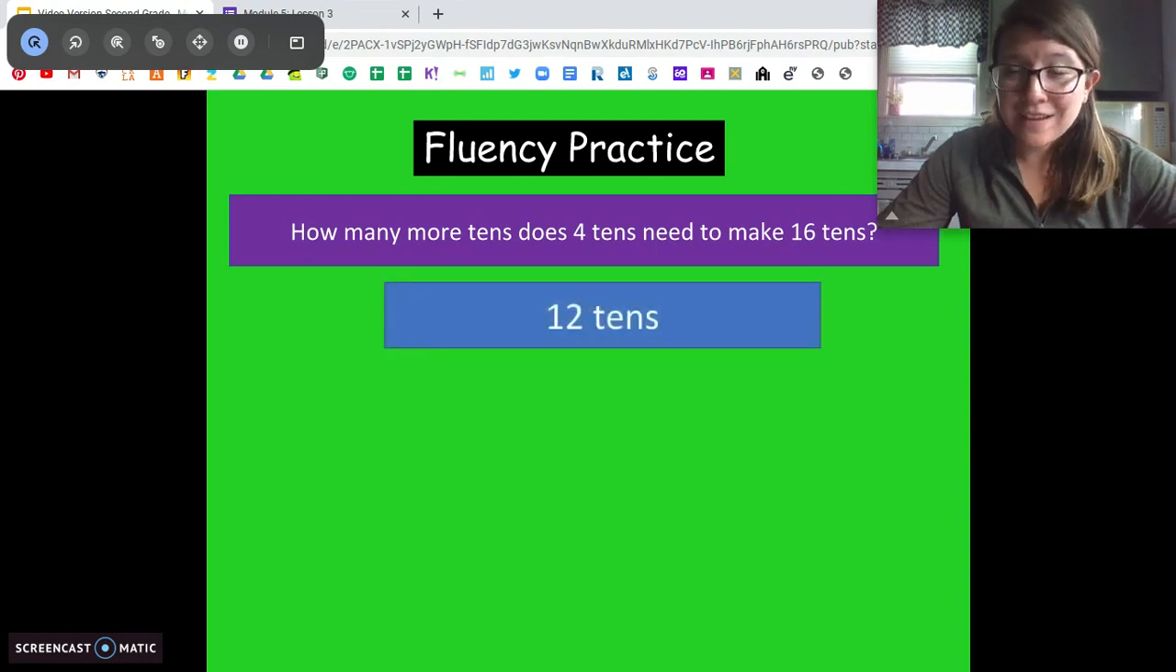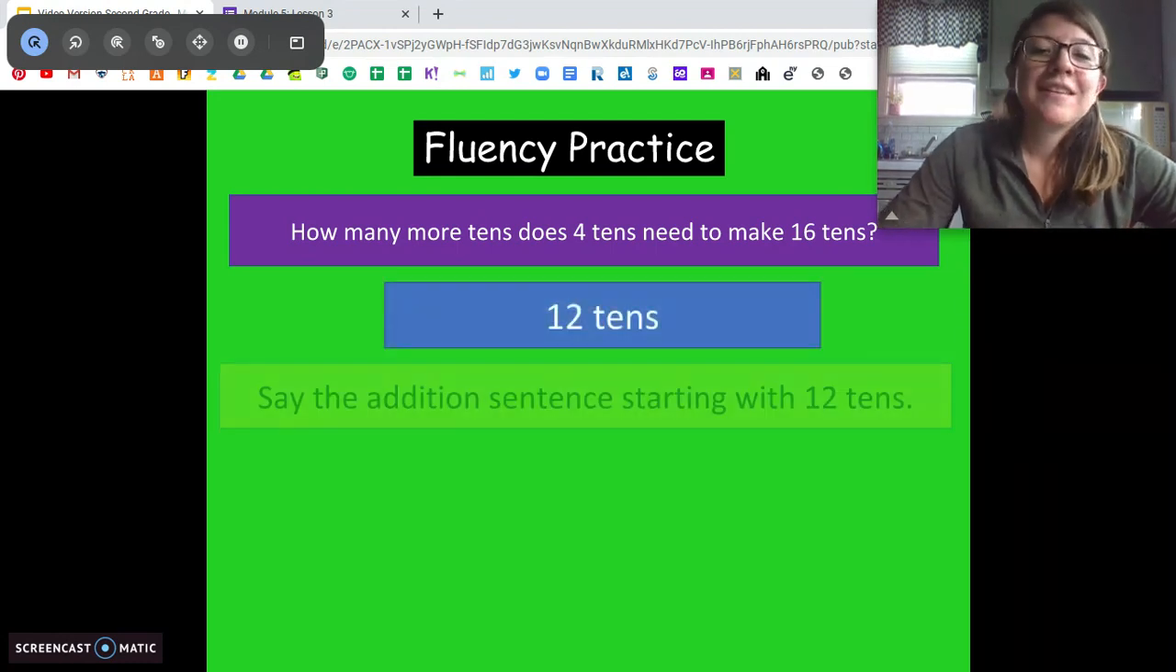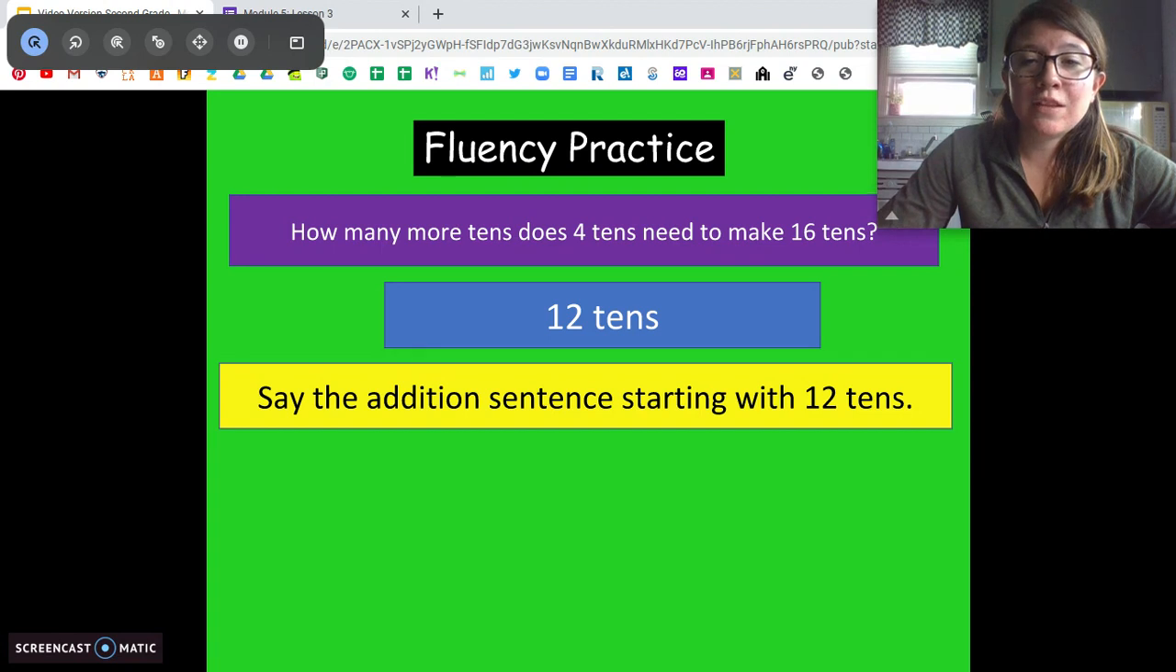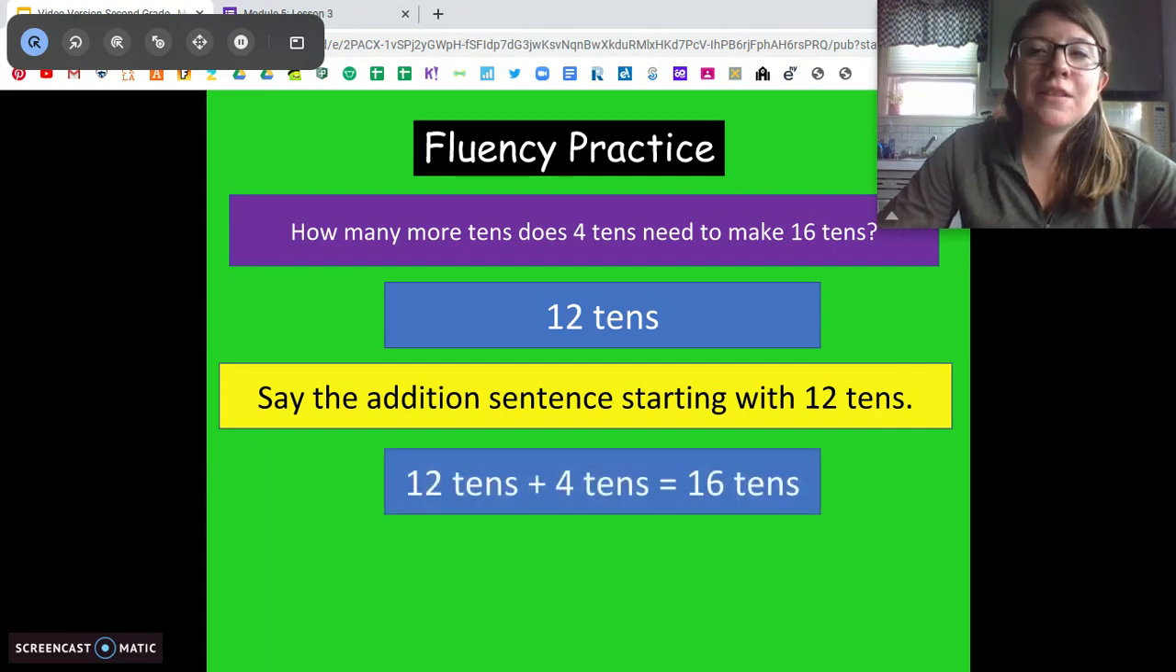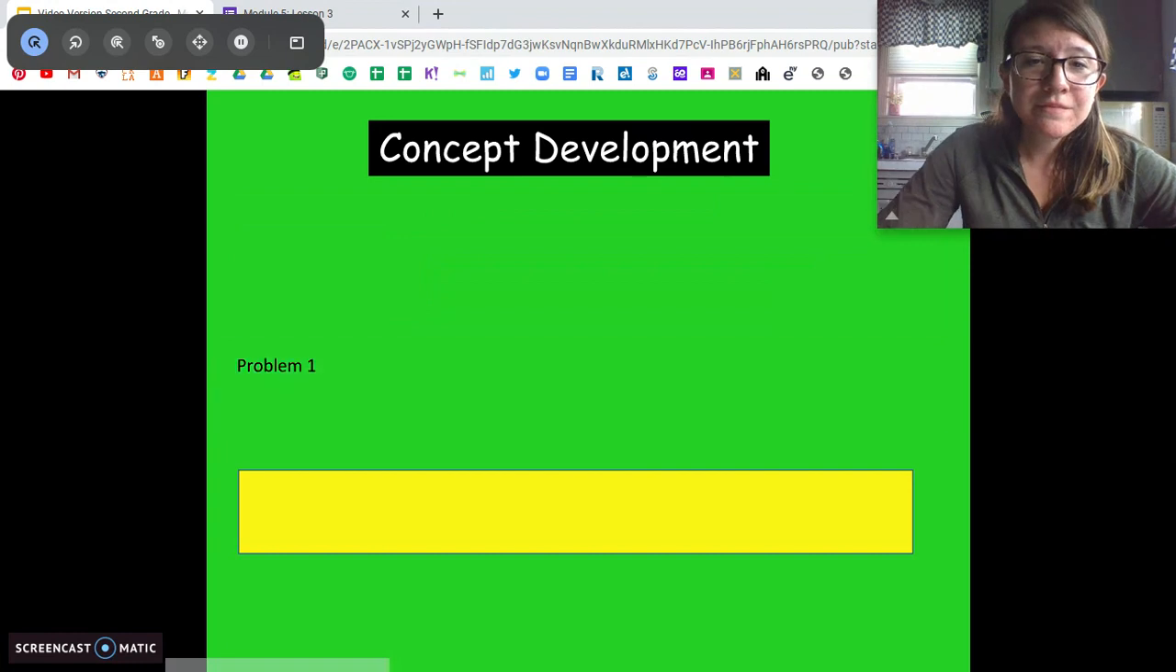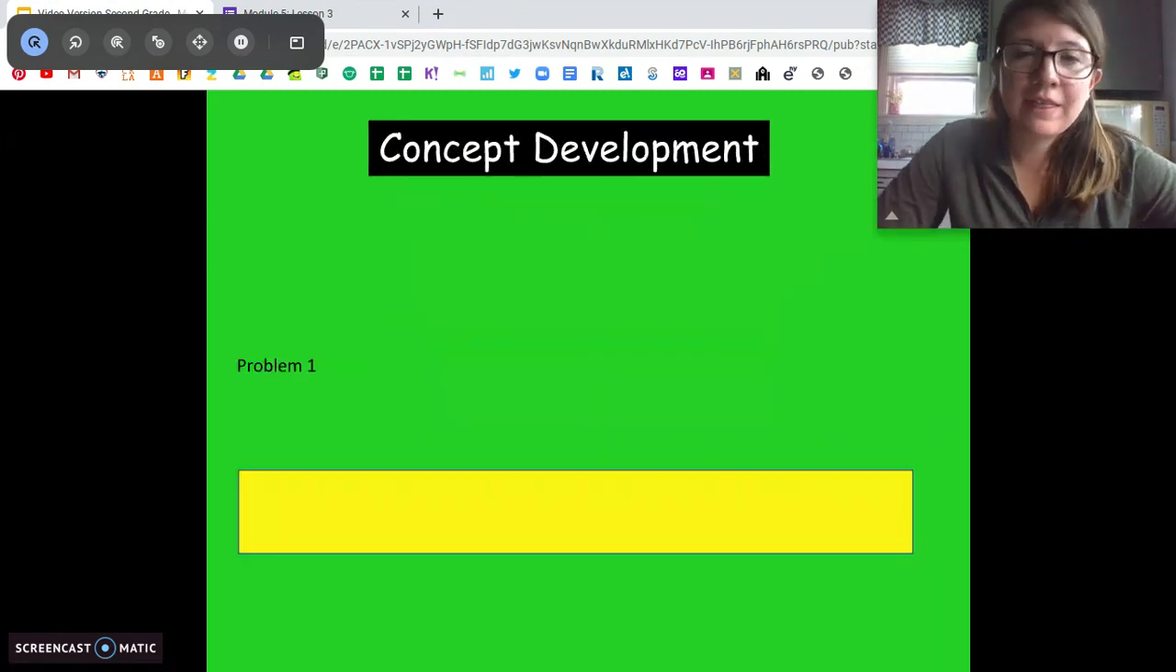Yeah, 12 tens. Same idea. Now say that addition sentence starting with the 12 tens. Good. 12 tens plus 4 tens equals 16 tens. Keep this in your brain. Okay? Good. All right, let's move on.